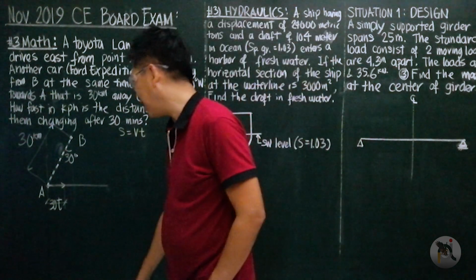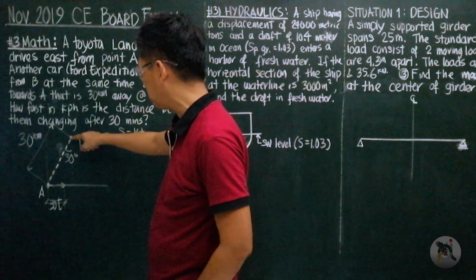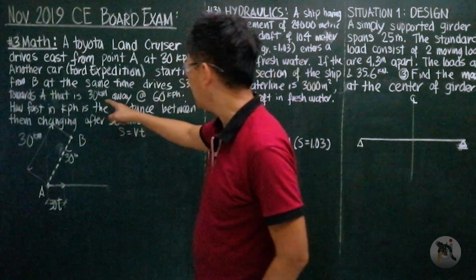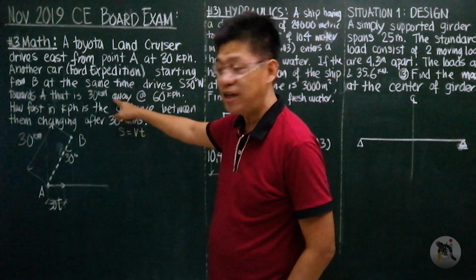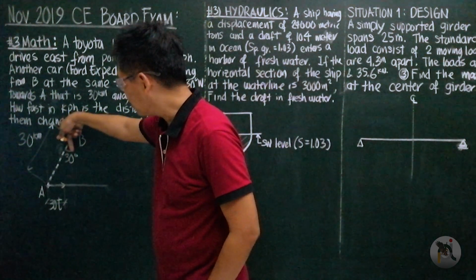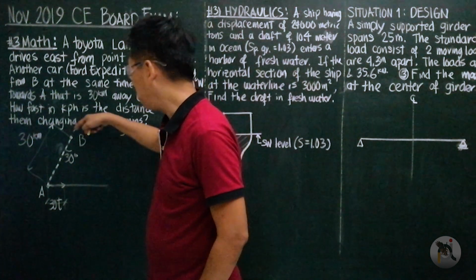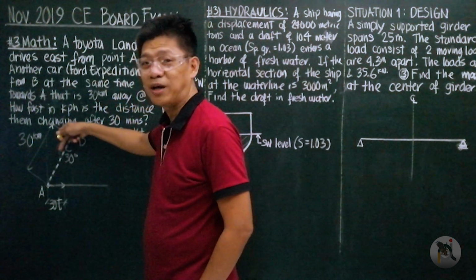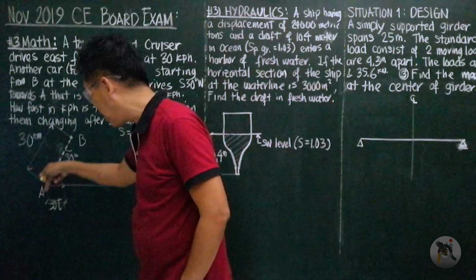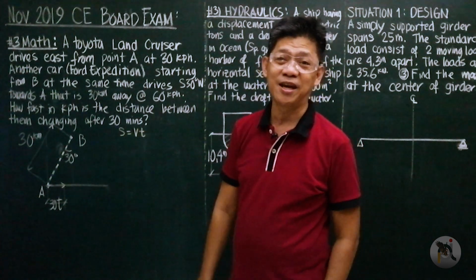On the other hand, another car, a Ford Expedition at B, that is 30 kilometers away from A, drives towards A at south 30 degrees west. Meaning, from B to A is south 30 degrees west because our car at B drives directly towards A.